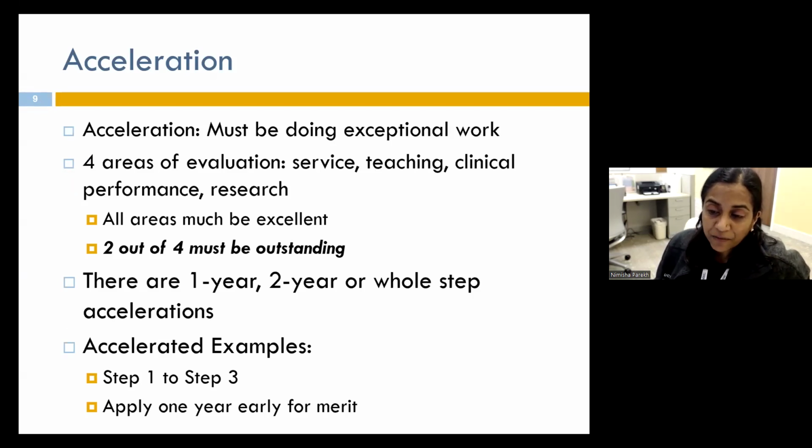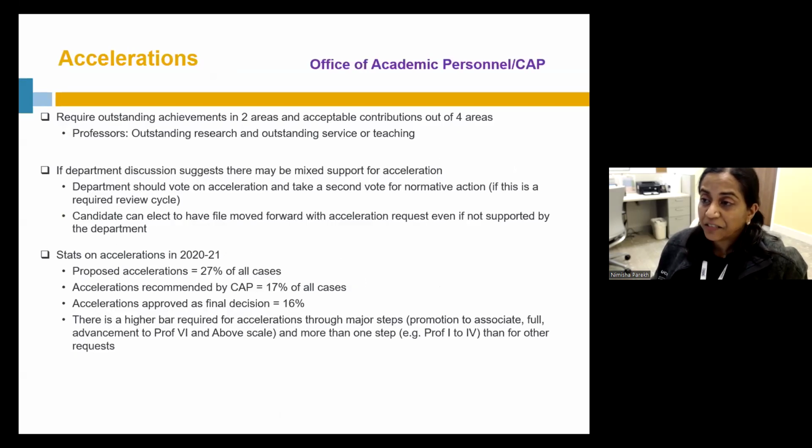So for example, if you were a step 1 and you feel like you did enough in these areas and you were excelling in 2 out of the 4 areas, you could go from step 1 to step 3. Another option is, as we said, you go up every 2 years in the assistant and associate rank, you could go up at 1 year for an early merit. And that is also considered an acceleration.